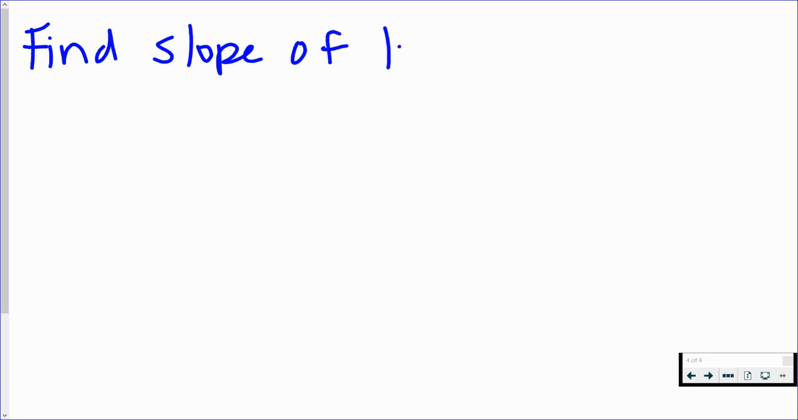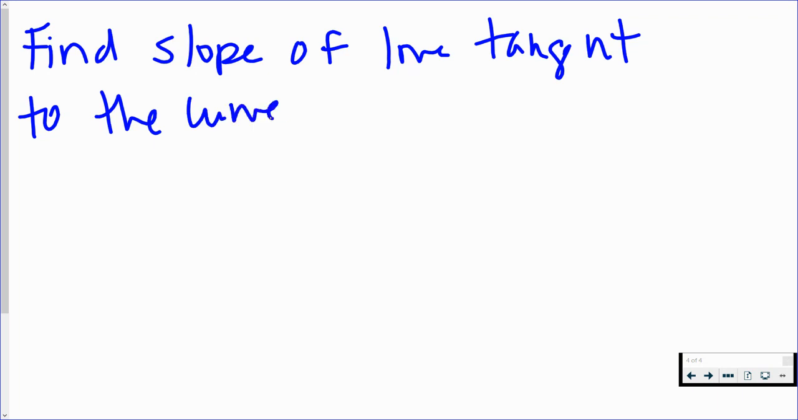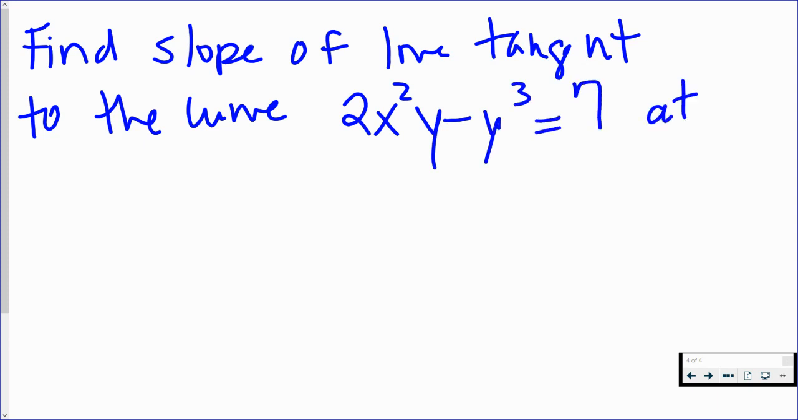Let's try another one where we're finding the slope of a tangent line, so we don't have to take it as far. Okay, let's say we want to find the slope of the line tangent to the curve 2x squared y minus y cubed equals 7 at the point (2, 1).